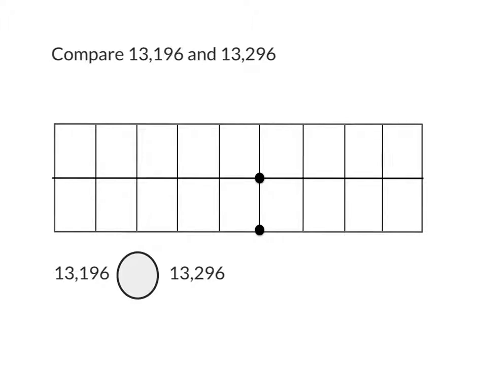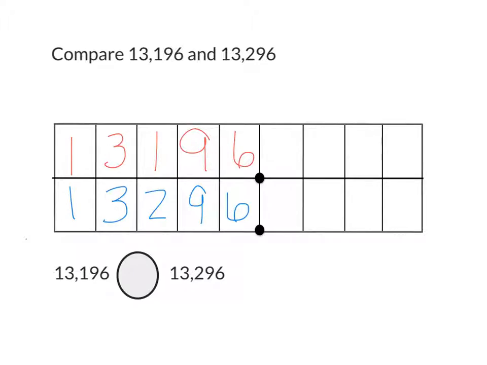So we can begin by putting 13,196 in our place value chart. And right below that, we'll go ahead and write the number 13,296. Now, if we take a look at each place value, starting here in our 10,000s, we'll see that they both have the same digit, a 1, so there's no difference there. If we go on to our thousands place, we'll see that again, they have the same digit, a 3, and so there's no difference there.